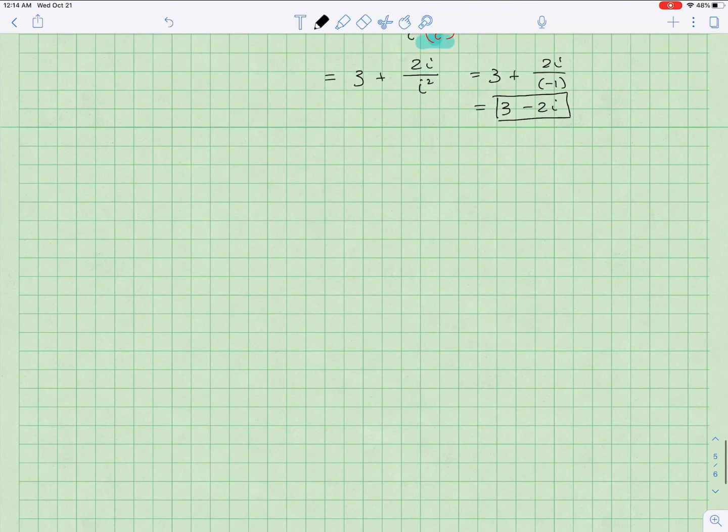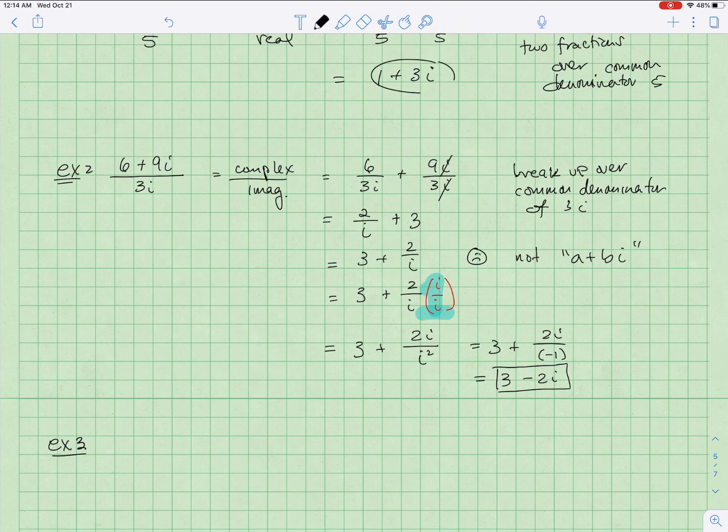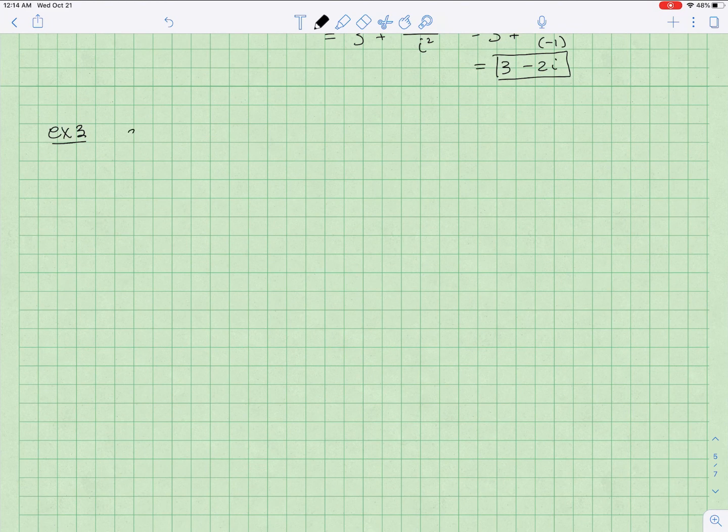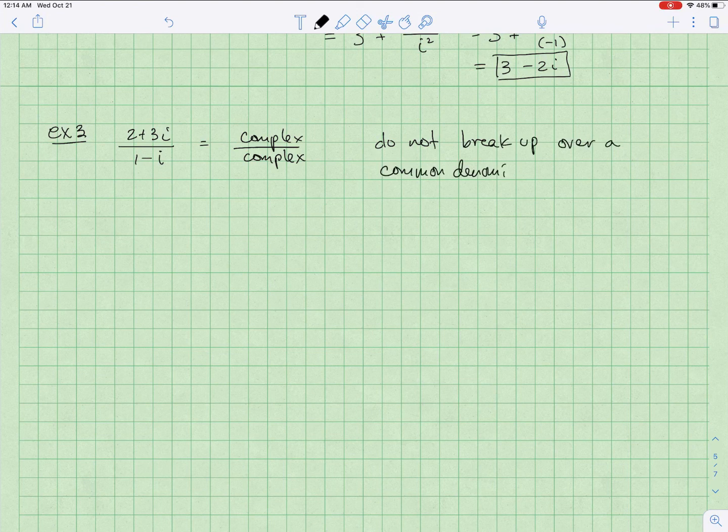Now we need to up the dose one last time. Our third example. This was example 2, and this was example 1. 2 plus 3i divided by 1 minus i. This is complex divided by complex. And you're not going to break this one up yet. Do not break up over a common denominator yet.